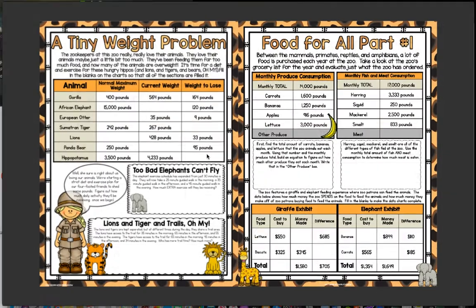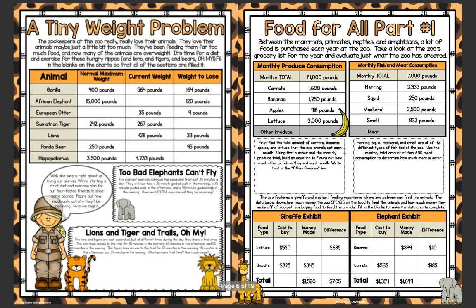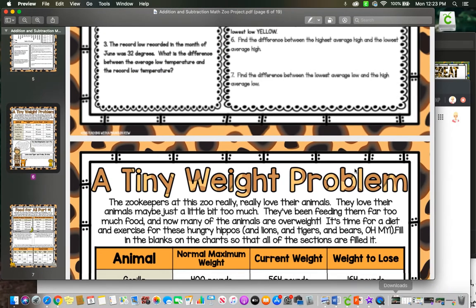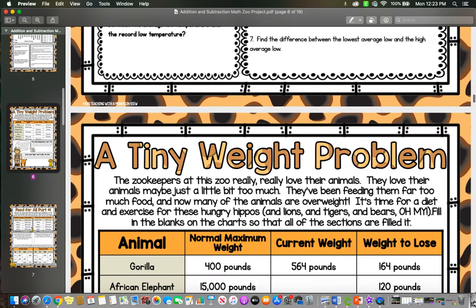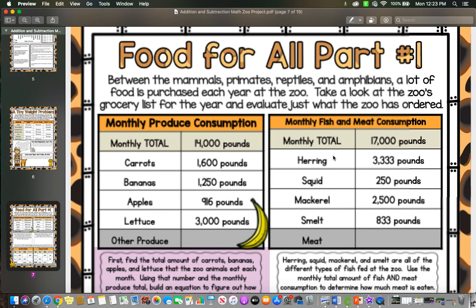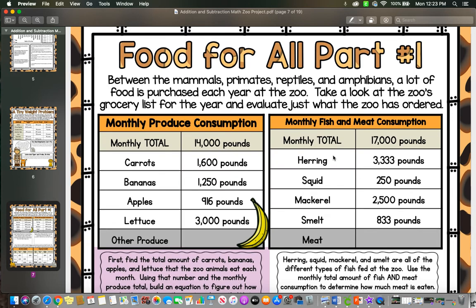The first activity we're going to work on is called Food for All. Let me go ahead and project it in a different way. Here is this week, Food for All. This is part 1, and then there's a follow-up activity called Food for All part 2.